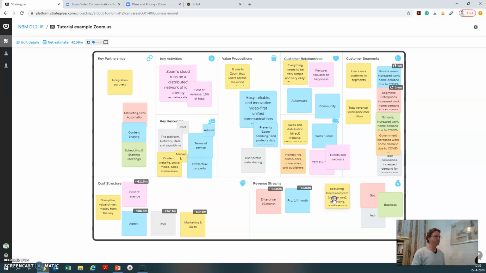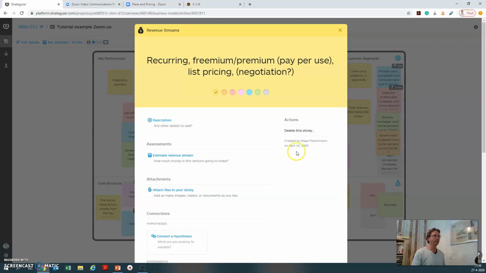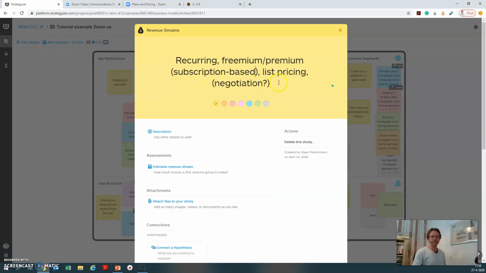Now, finally, we want to give an analysis of this particular building block. Looking at the theory that I just shared with you, it's a recurring revenue stream: freemium, pay-per-use or subscription. I rather changed this into subscription, of course. Made a mistake here. They use list pricing. However, I guess if it's an enterprise client, they will have a personal relationship as well, and there will be negotiable pricing as well.